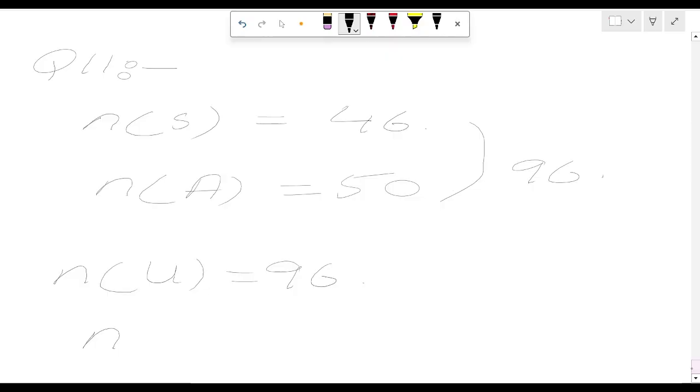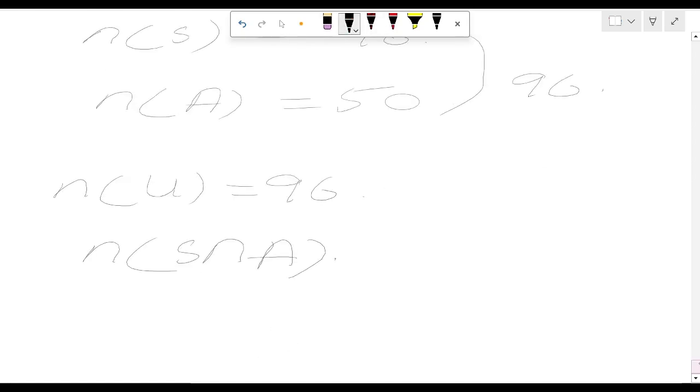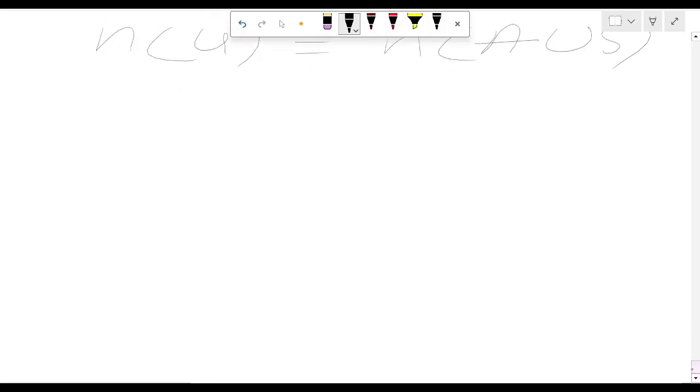And now we need to find the number of S intersection A. Also keep in mind that the universal set that I just found, which is N of U, is also equal to N of A union S. You just need to remember this. So now I will use the same formula, which is N of A union S is equal to N of A plus N of S subtracted from their intersection. So I just write the values.